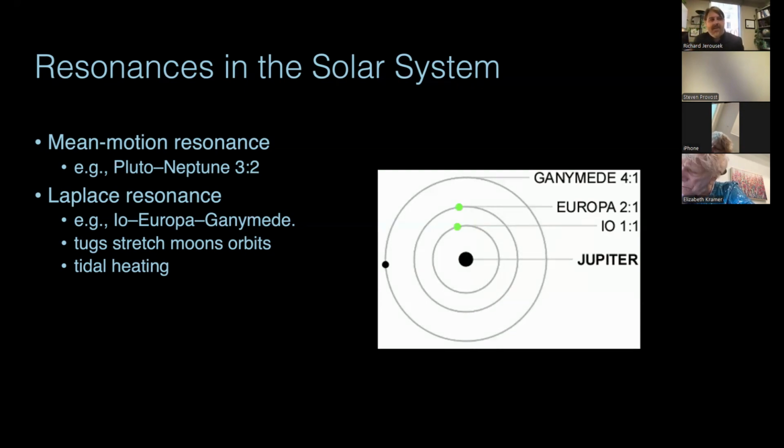Another example of a resonance is Pluto and Neptune, which are in a 3-to-2 resonance. So Pluto goes around the sun twice for every 3 times Neptune goes around the sun. Because of that, even though their orbits cross, Pluto and Neptune will never collide. They will never be at the same position at the same time because of their resonance.